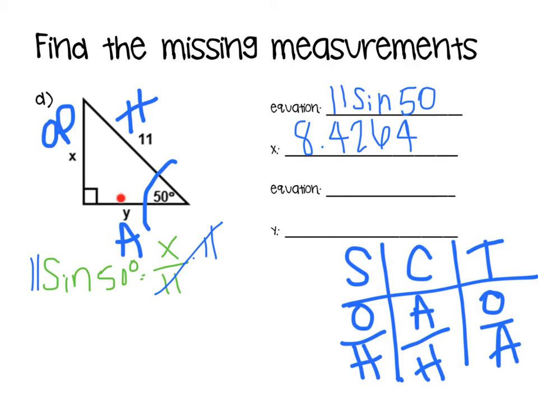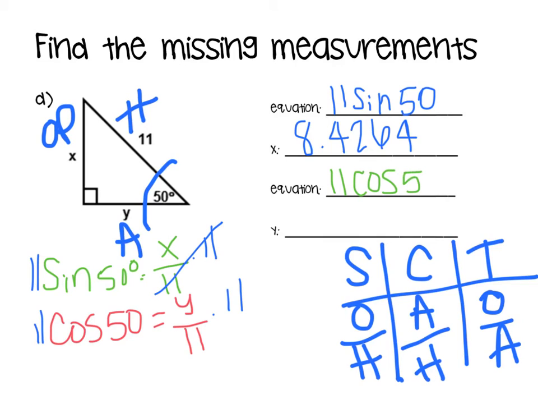Now we need to find y. That would be our adjacent and our hypotenuse. The reference table tells us that adjacent over hypotenuse is cosine. So we have the cosine of 50 degrees is equal to our adjacent, which is y, over our hypotenuse, which is 11. Multiply both sides by 11. And so our equation is 11 times the cosine of 50. When you plug that into the calculator, you get 7.0706.